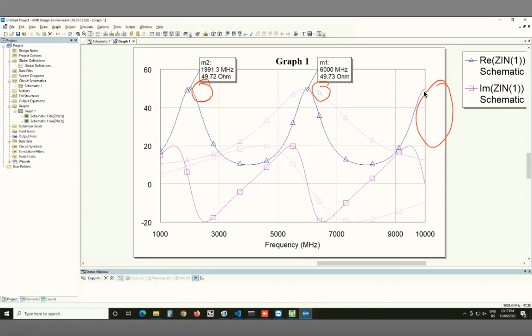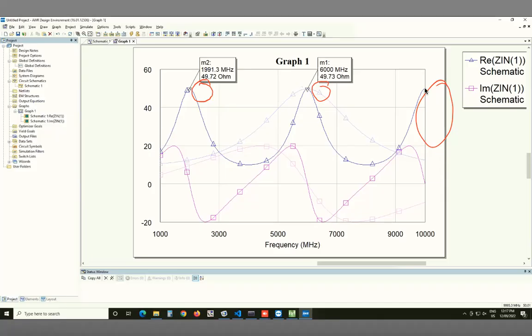Now I'm at some other frequency. What does this frequency look like? It's 10 gigahertz, right? It's 5 lambda by 4 at 10 gigahertz. So it's the next iteration of this periodic behavior.